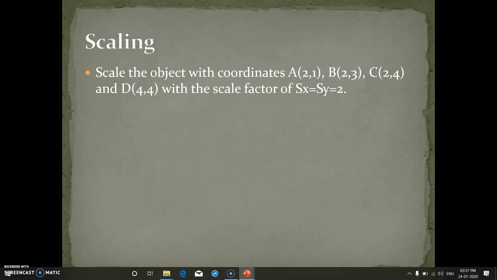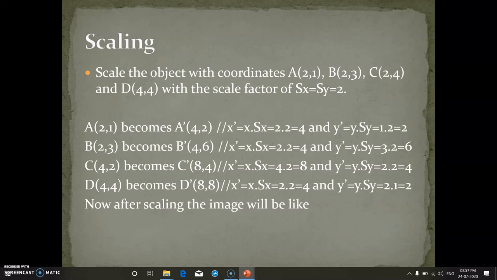Now we'll find out the new coordinate positions, that is A dash, B dash, C dash and D dash. So we got A dash is (4, 2), B dash is (4, 6), C dash is (8, 4) and D dash is (8, 8), by using the equation x dash is equal to x into sx and y dash is equal to y into sy.